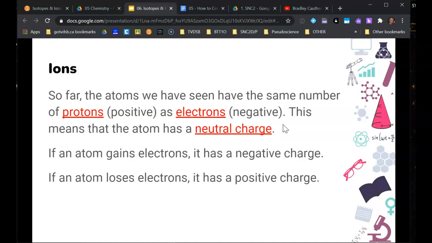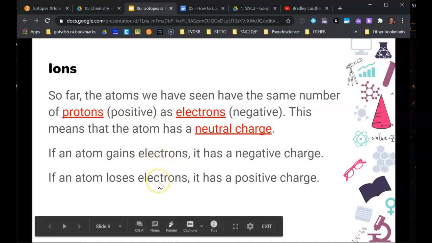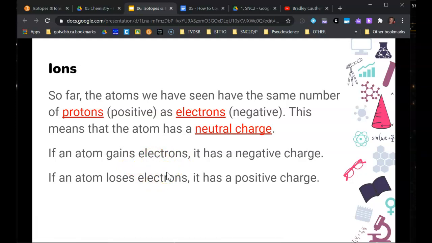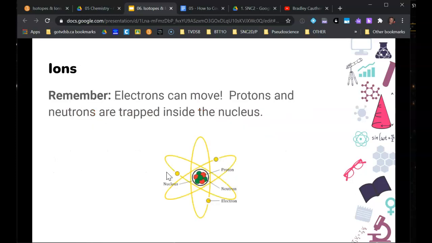But remember, electrons have a negative charge. So if you're gaining more negative, it means you're becoming more negative, right? So if it gains electrons, it's going to have a negative charge. If it loses electrons, it means we're getting rid of negatives, which means we're going to have an overall positive charge.